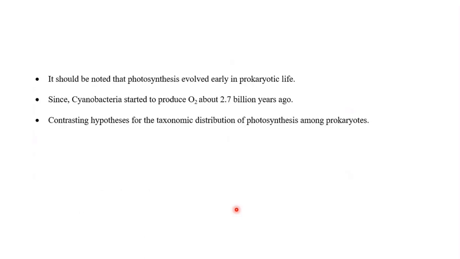Then it should be noted also that photosynthesis evolved early in prokaryotic life. It's not a recent thing. Since cyanobacteria started to produce oxygen about 2.7 billion years ago, a hypothesis was constructed of the taxonomic distribution of photosynthesis among those prokaryotes. So that's where they found it.